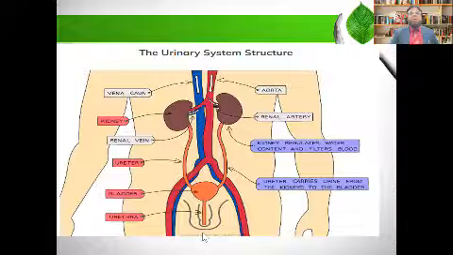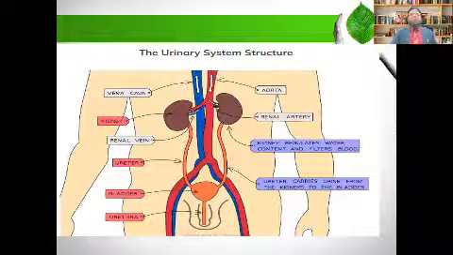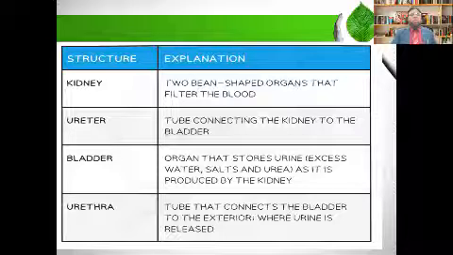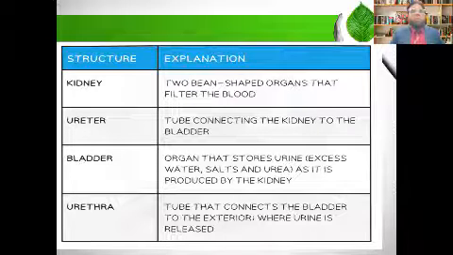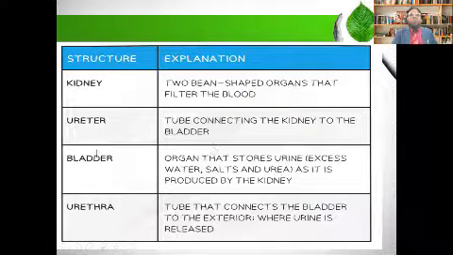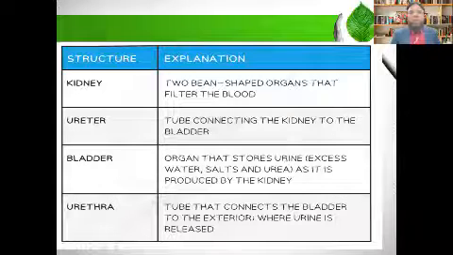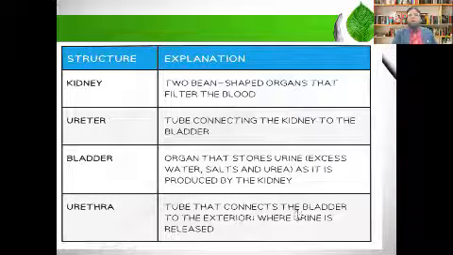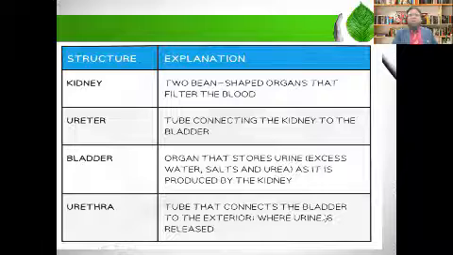So this is about the urinary system of humans. Now come to a brief detail about the kidney, ureter, bladder, and urethra. You can see the kidneys, two bean-shaped organs that filter the blood. The ureter, the tube connecting the kidney to the bladder. The bladder, the organ that stores urine, excess water, salt, and urea as it is produced by the kidney. Now, what about the urethra? The urethra is the tube that connects the bladder to the exterior where urine is released.